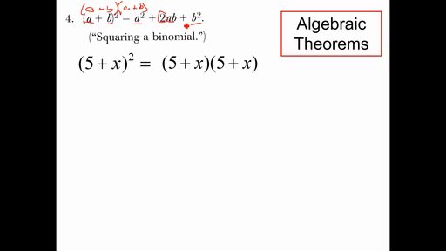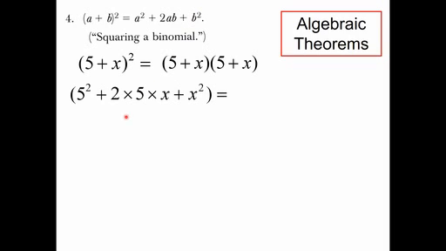So I would look at it this way. It's the same as 5 plus x times 5 plus x. You know what? I got a mess up there, so I'm going to erase this because what's coming is much more clear. There it is. So now I do the first, and then I do the last, and then I take 5 times x times 2, which then is 10x. So 25 plus 10x plus x squared.